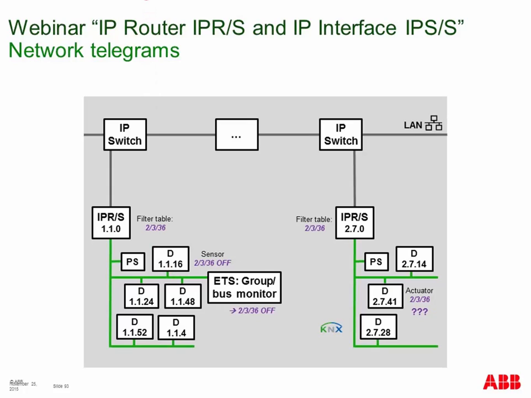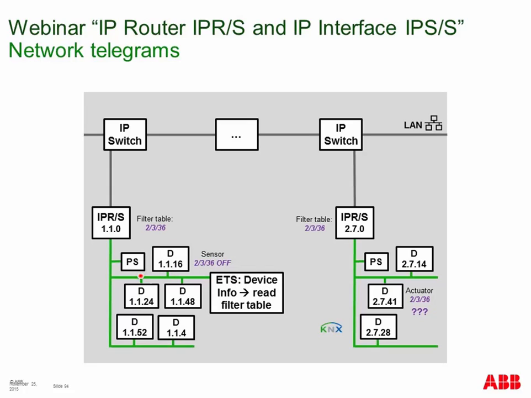So next step, we read out via the ETS. We have some diagnostic tools, for example device info. Then we can read out the filter table of our IP router. So we can see if this group address is really added to our filter table. And then we get a pop-up window, so yes, the group address is really added.